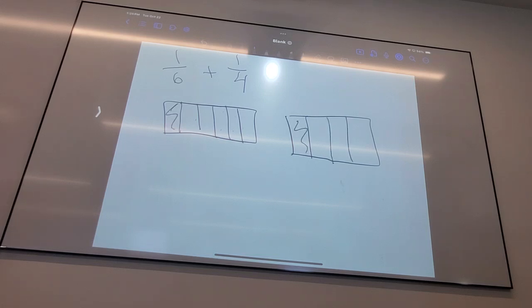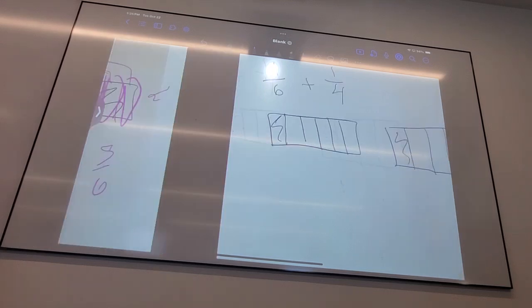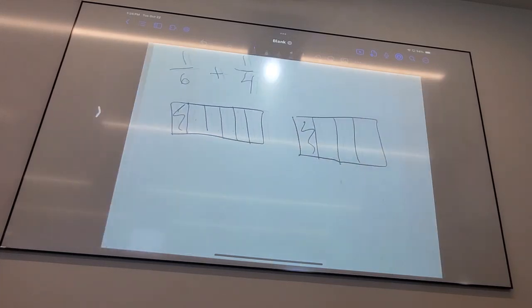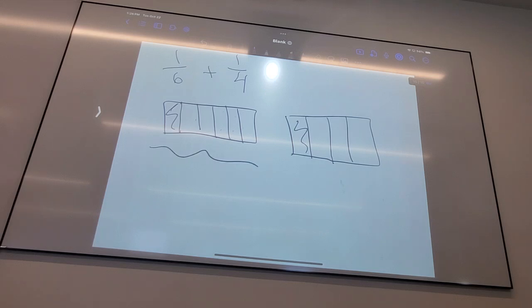Now, what point do you think I'm trying to make here? Because over here, we broke this up into 3 parts, and we broke this up into 2 parts. Do I have to break this up into 4 parts? No. I want to have the same size slices in the end. I don't have to make them both 24, right? How do I make them the same size slice? I can cut the 1/4 in thirds, and I can cut the 1/6 in half.